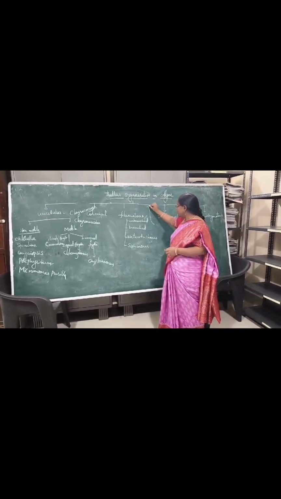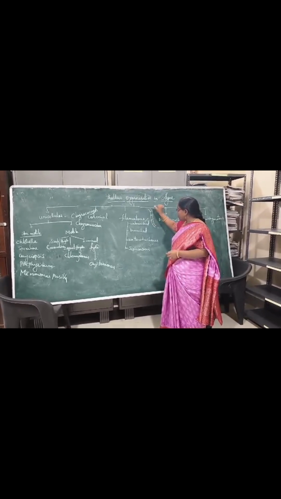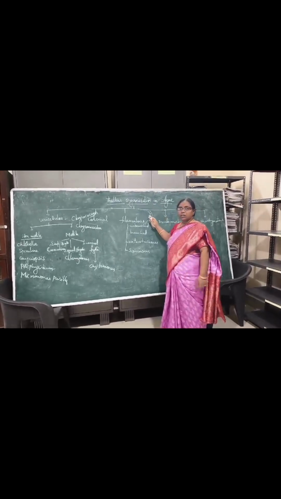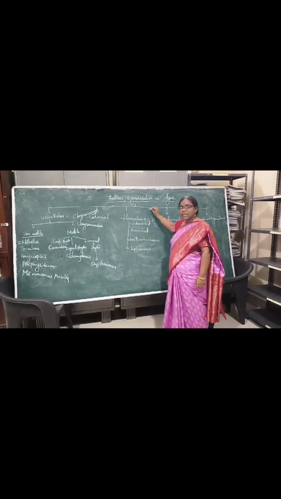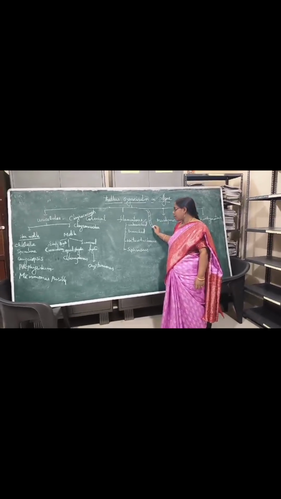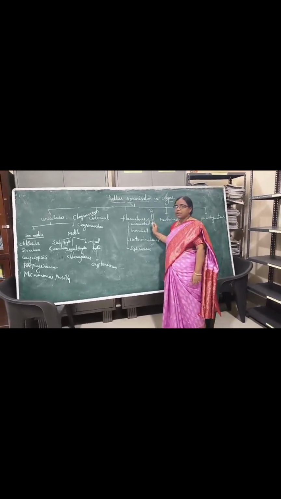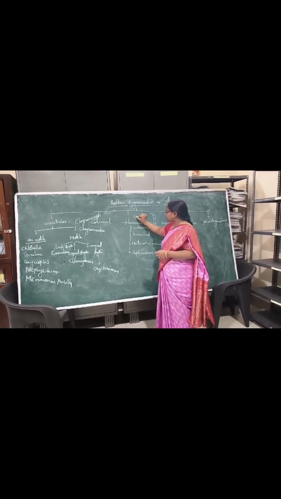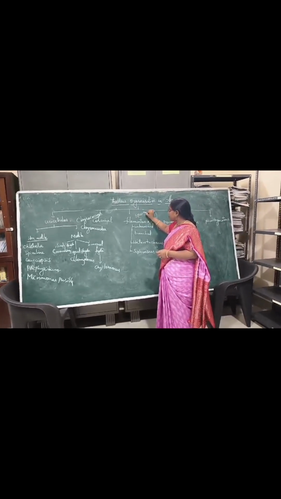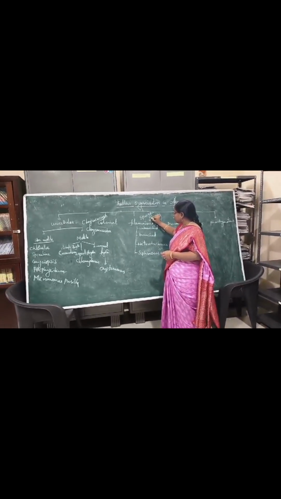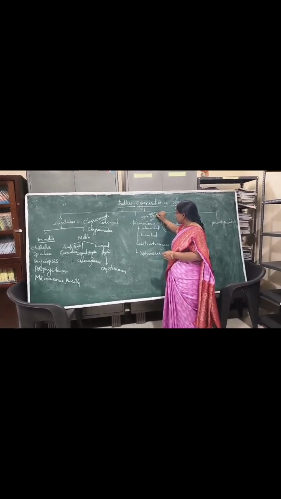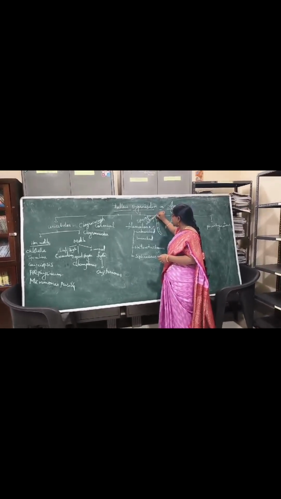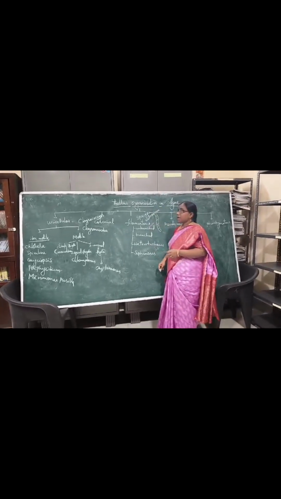It is linear, without any branches. It is called unbranched. So well-known examples from Chlorophyceae are Spirogyra and Oedogonium. Spirogyra and Oedogonium are the best examples of the unbranched forms.